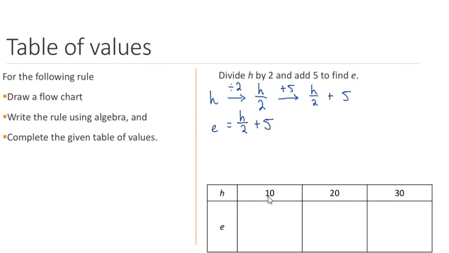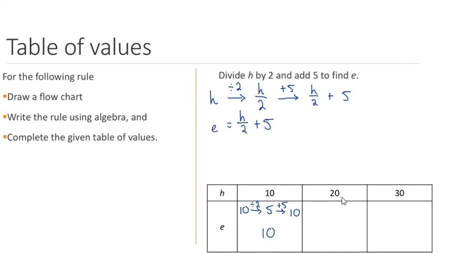Starting off with 10. So I've got 10 as the first part of my flowchart. So I'll do that in here. So 10. My first step is to divide by 2. So 10 divided by 2 is equal to 5. And then my second step is to add 5 to that, so plus 5. So then 5 plus 5 equals 10. So that means when h is equal to 10, if I apply my rule to that, we'll get e is equal to 10 as well.